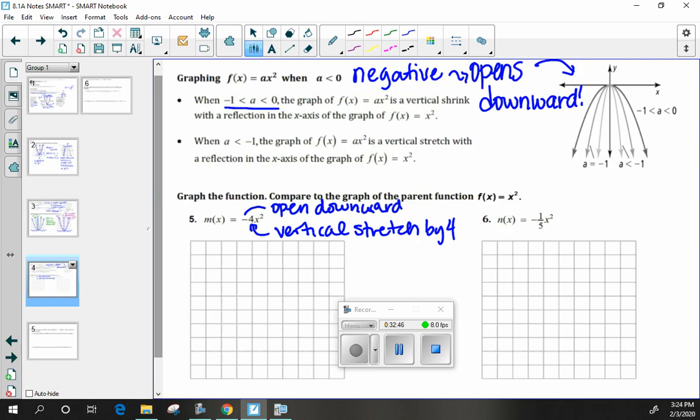If it's between 0 and -1, meaning like a decimal or fraction, we're still looking at a vertical shrink or compression. That's a better word, I think, than the one that the book has. So the negative will make it reflect across the x-axis, or in other words, open downward. We call that a reflection across the x-axis when we want to be really formal about it. And then the actual number compresses. And then if it's less than -1, like -2, -4, -10, we're still looking at a vertical stretch by that value, and still a reflection because of the negative. Okay, so those are the big deciding factors.